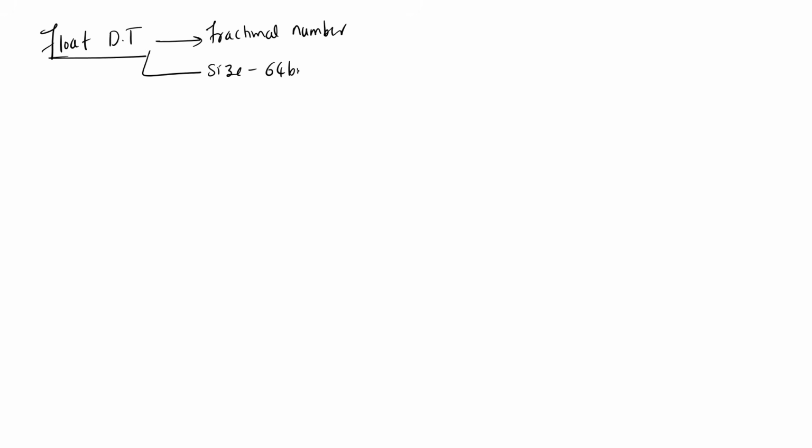Next, the float data type. Float data type is used for storing decimal values or fractional numbers. Here the size is 64 bit, the default value is x, and this is also a signed data type, so we can store negative numbers.